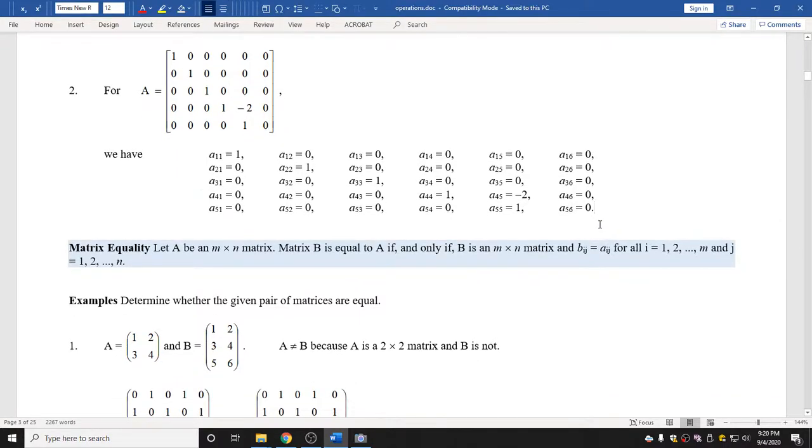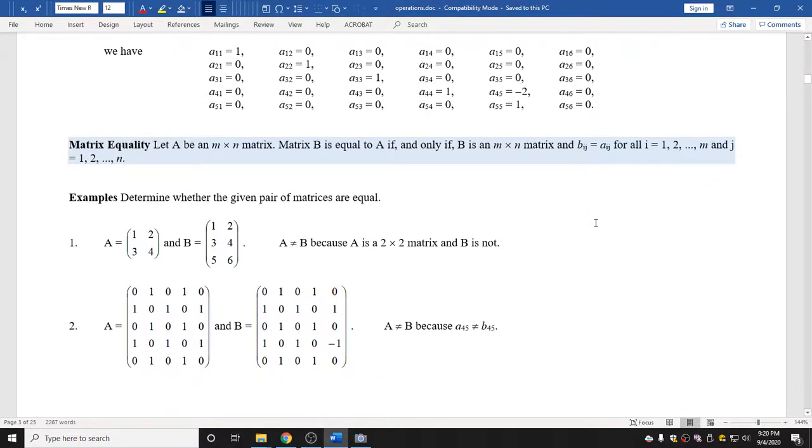Okay, let's talk about matrix equality. Let A be an m by n matrix. Matrix B is equal to A if and only if B is also an m by n matrix and the entries bij are equal to the entries aij for i equals 1 to m and j equals 1 to n.